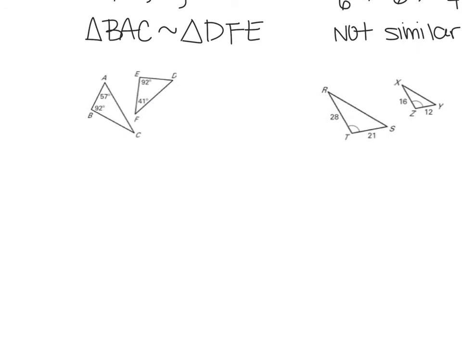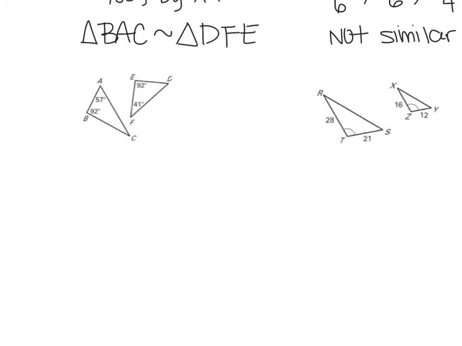Our third set of triangles, we have 2 angles in each of our triangles. One of those angles is a 92-degree angle in each of them. So there's one angle. I now just need to see if the measure of angle C in my first triangle is 41. Because if it's 41, then I can say the 2 triangles are similar. So I'm going to do 180 minus 57 minus 92, and I'm going to get that the measure of angle C is 31 degrees.